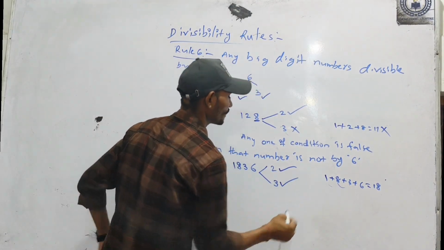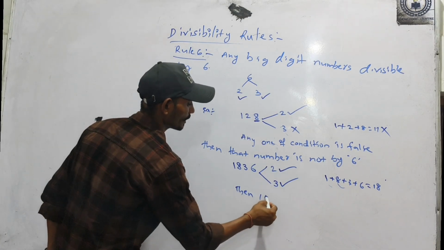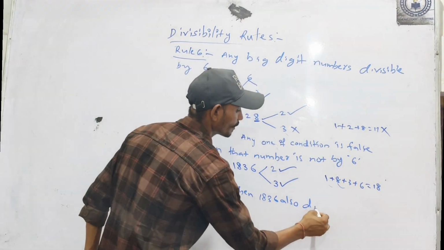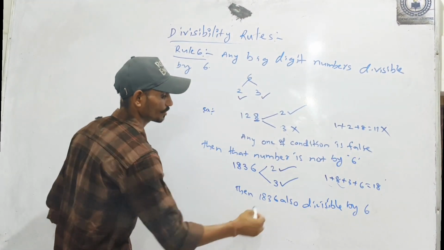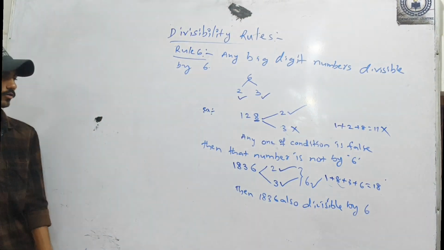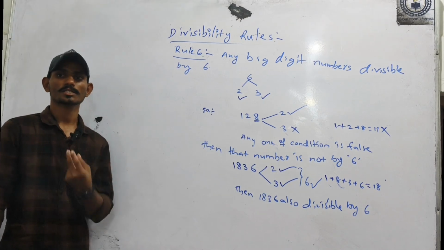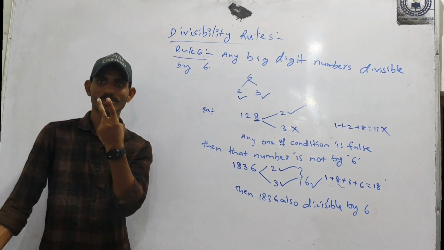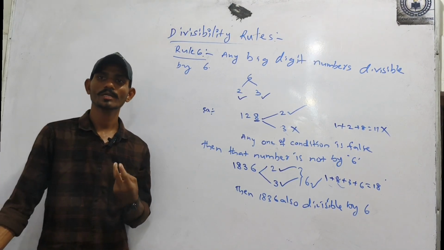So this number satisfies both conditions, then 1836 is also divisible by 6. Okay, I hope all of you understand this rule of 6. In the rule of 6 there are two conditions: rule 3 must be applicable and rule 2 must also be applicable. If any one condition is not applicable, then that number is not divisible by 6.